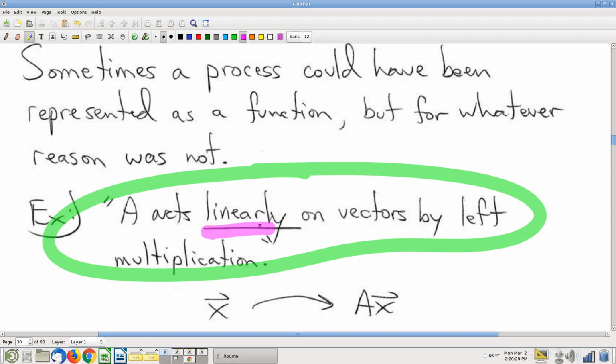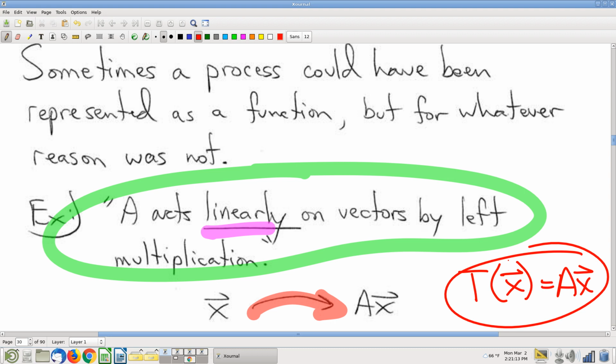So, A acts linearly by left multiplication. Oh, well, this says we're taking vectors and multiplying them by this matrix A on the left. Okay, so here's the function. The function that's being discussed is the function that takes x as an input and gives Ax as an output. This is this function that we talked about in chapter 1. This is T of x equals Ax. Okay, so that's this function right here.